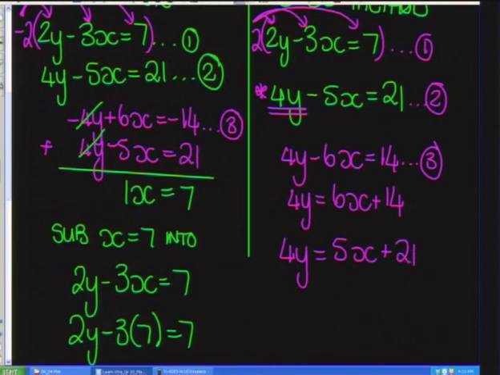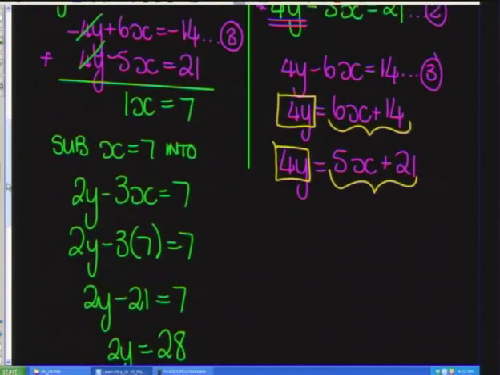All right? So let's look over here. Both of my equations have a 4y in it. So they're both equal to 4y. So if 4y is equal to 6x plus 14 and 4y is equal to 5x plus 21, then would we be able to say that 6x plus 14 is equal to 5x plus 21? And the answer to that is yes, we can.